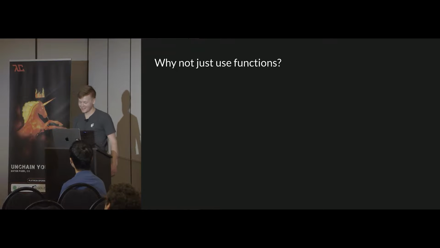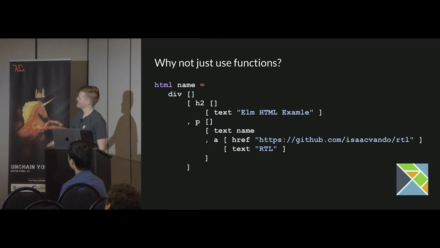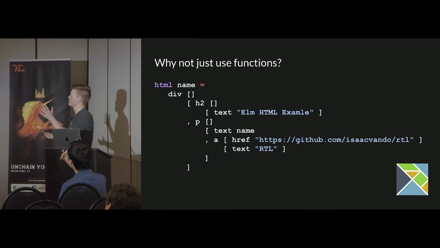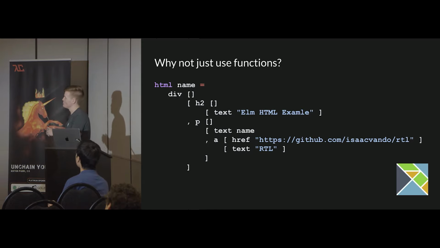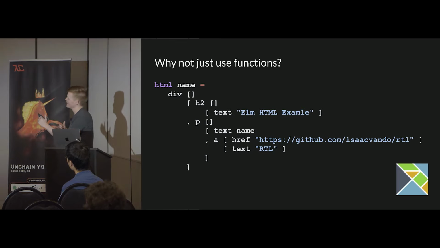And the answer is, this is a perfectly reasonable thing to do, and it's a great choice, and it works really well. So here I have some Elm. Elm has a really nice DSL. It's just functions that you use to build up some HTML. So you compose them together. The first array is the attributes, the second array is the values that the tag contains, and it works really nicely. So that's a great choice.